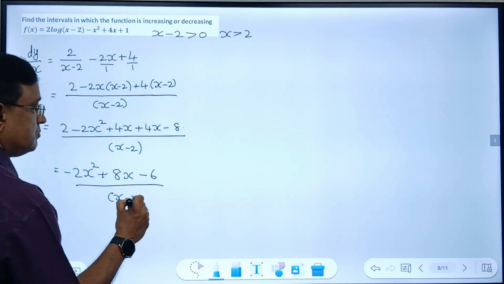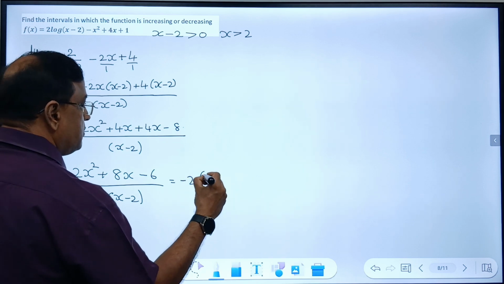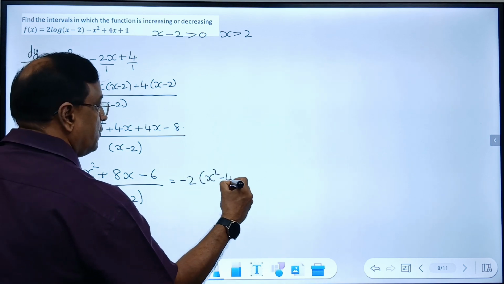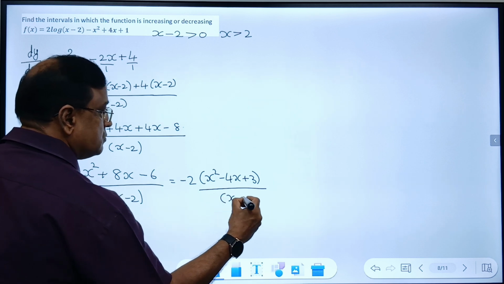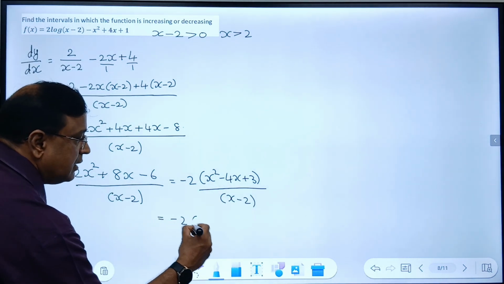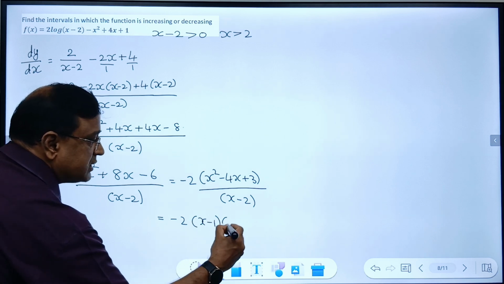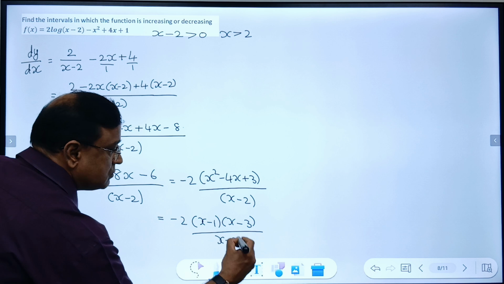Can I take minus 2 outside? So it will become x square minus 4x plus 3 divided by x minus 2. This is a quadratic equation which can be factorized as (x minus 1) into (x minus 3) divided by (x minus 2).